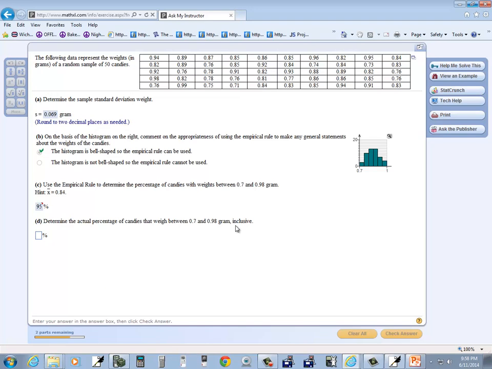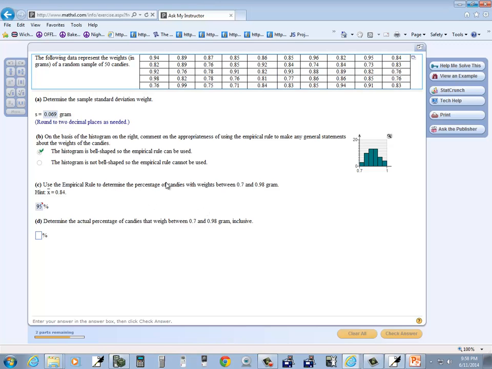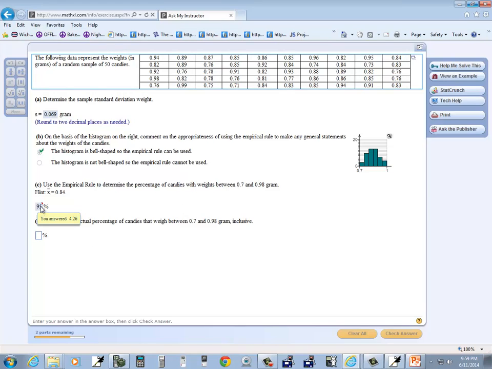Okay, let's go back to our problem now. Between 0.7 and 0.98, the reason I knew something was wrong is because I didn't see 0.7 on the bottom here. If you don't see what they're asking for on the bottom, it means you set it up wrong. So 0.7 to 0.98 would go over to here. What you do is you add up all these percentages in between those. And that's where they get their 95%.